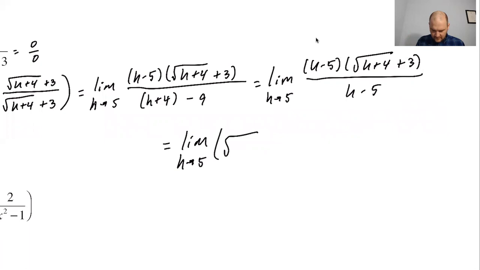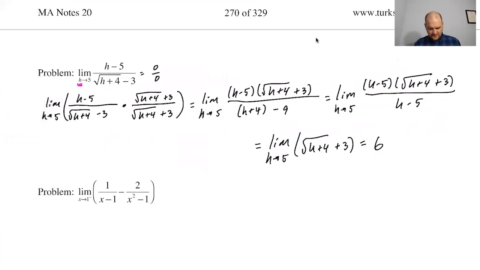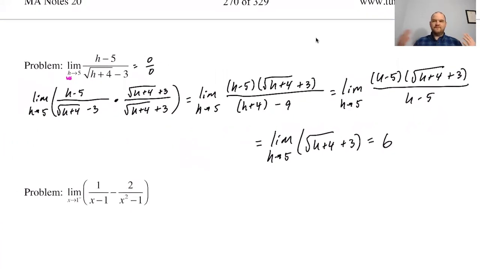All right, radical h plus 4 plus 3. So square root of 9 is 3, plus 3. I get 6 as my final answer for this. I think it's right. I don't know. If you look at the work, we got all the limits that we need. It looks like good work.